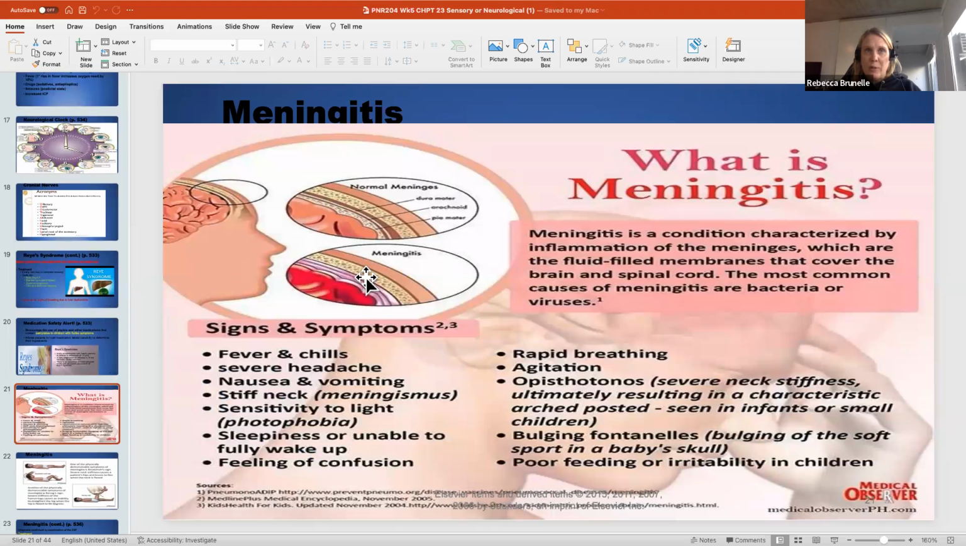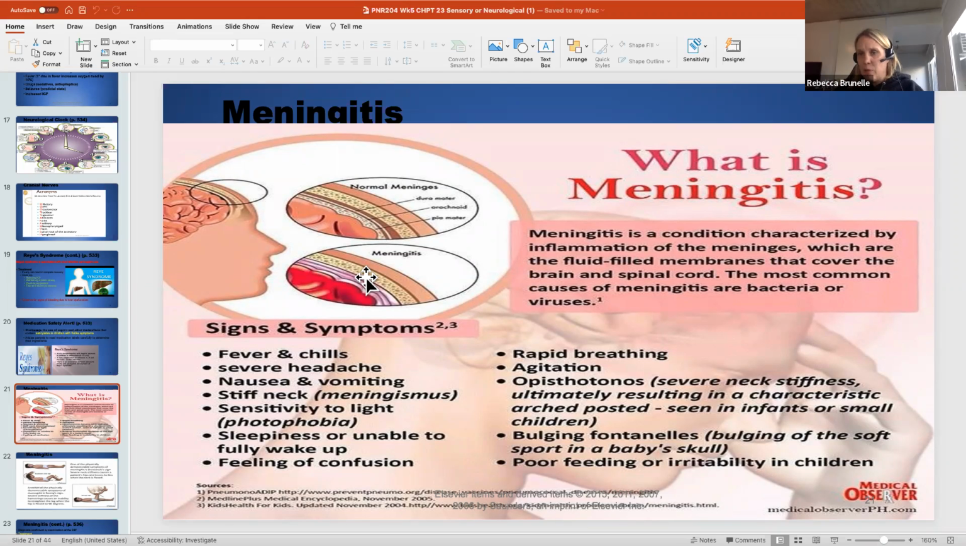Something called meningitis is another neurological problem. Can anyone sum up what meningitis is, or what children look like if they have meningitis? Infection of the meninges in the brain and spinal cord. So, infection or inflammation of the meninges, and what is the meninges? It's the membrane that covers the brain and the spinal cord.